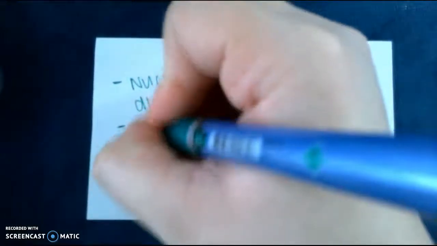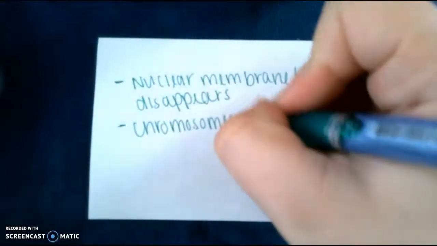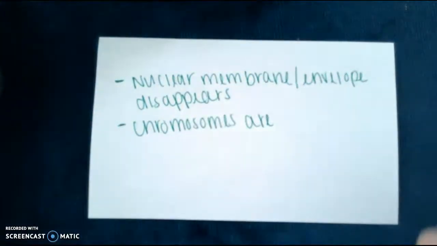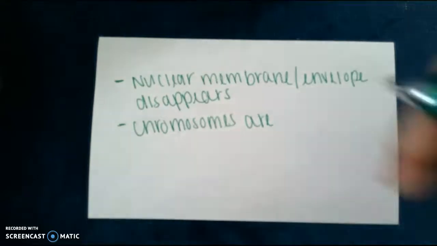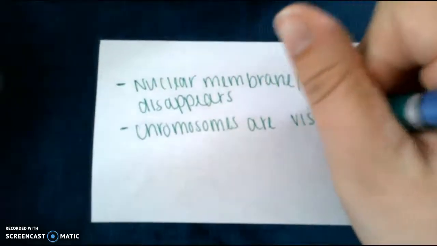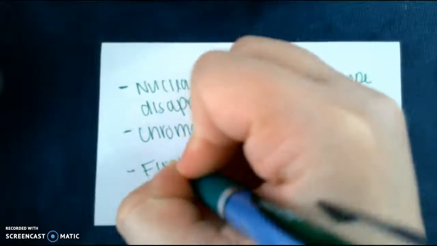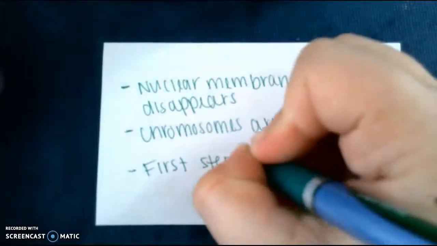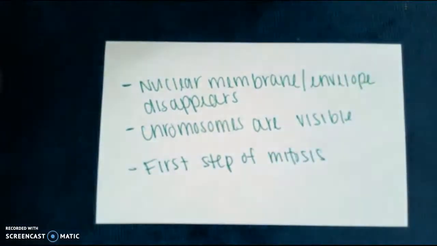This is when chromosomes are visible, meaning that my DNA has now condensed, wrapped around proteins, made itself easy to ship and take to different sides of the cell. Chromosomes are visible. And last, I'm going to say this is the first step of mitosis. Okay, that's all we're putting on the back of this note card.